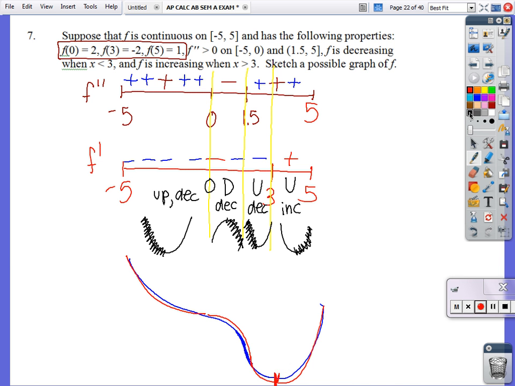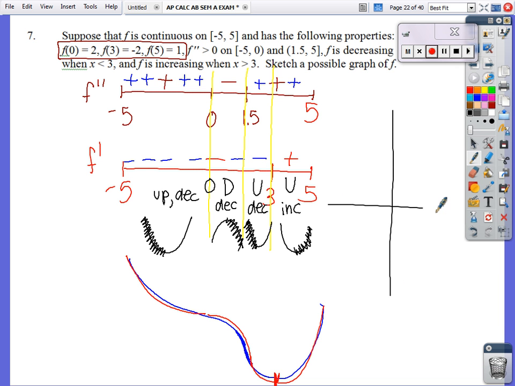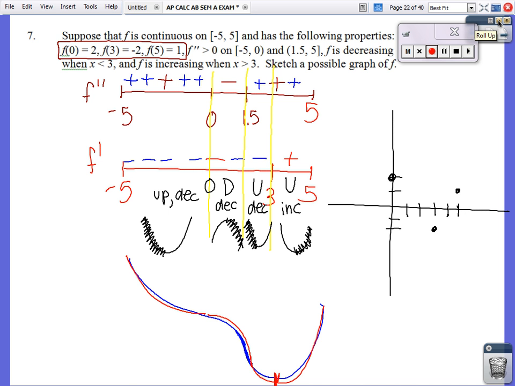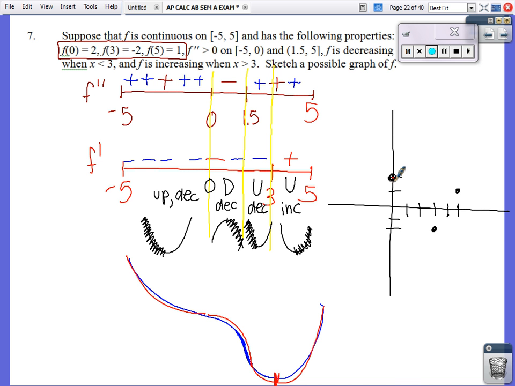So how do you actually make the graph work, and how do you get all your points? The first thing you want to do is graph your points. It said f of 0 is 2, f of 3 is -2, and f of 5 is 1. You have to make sure you go through those points. What I usually do is start from one of the points that I have to use, and then go to the right. From here, that would be this point here. So I'm going to do this type of graph.